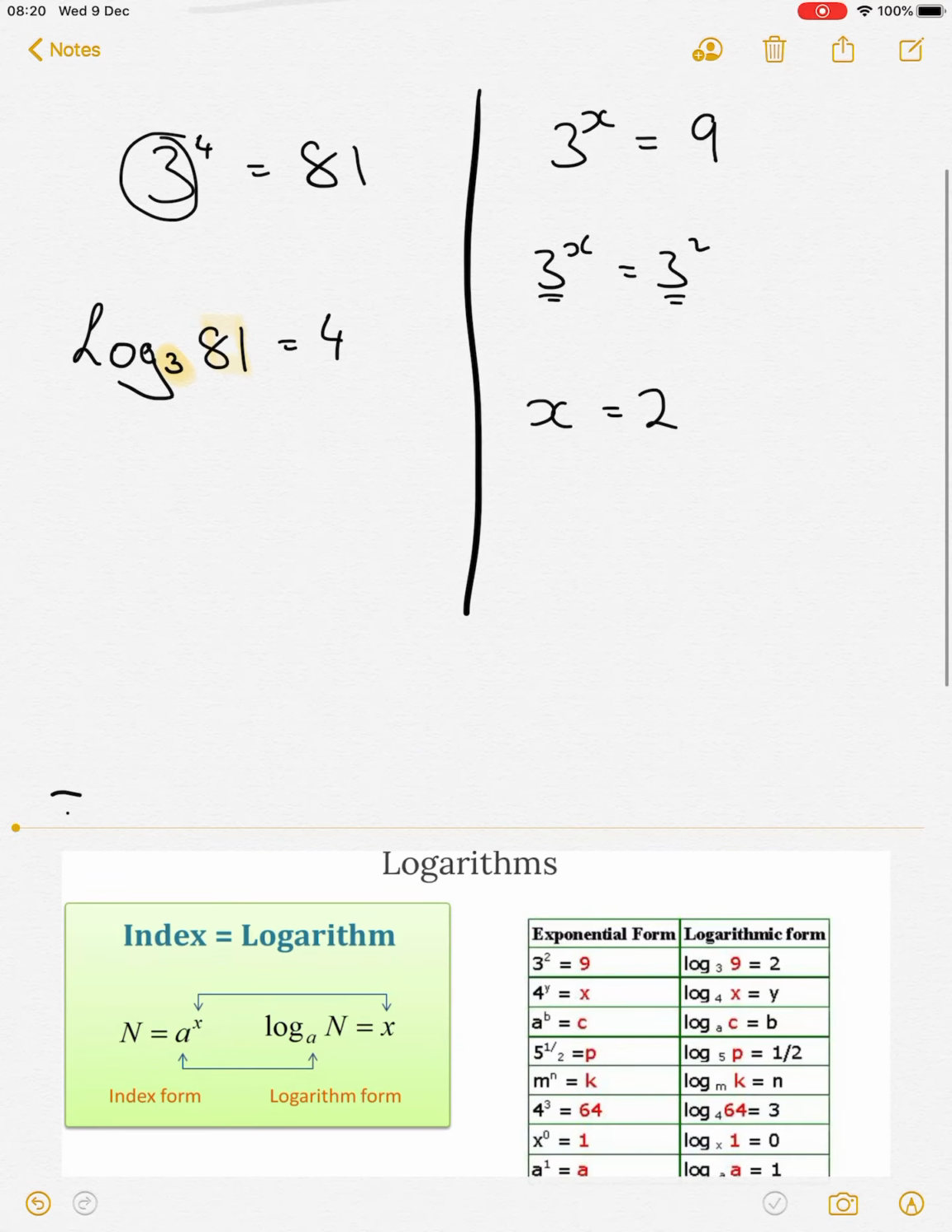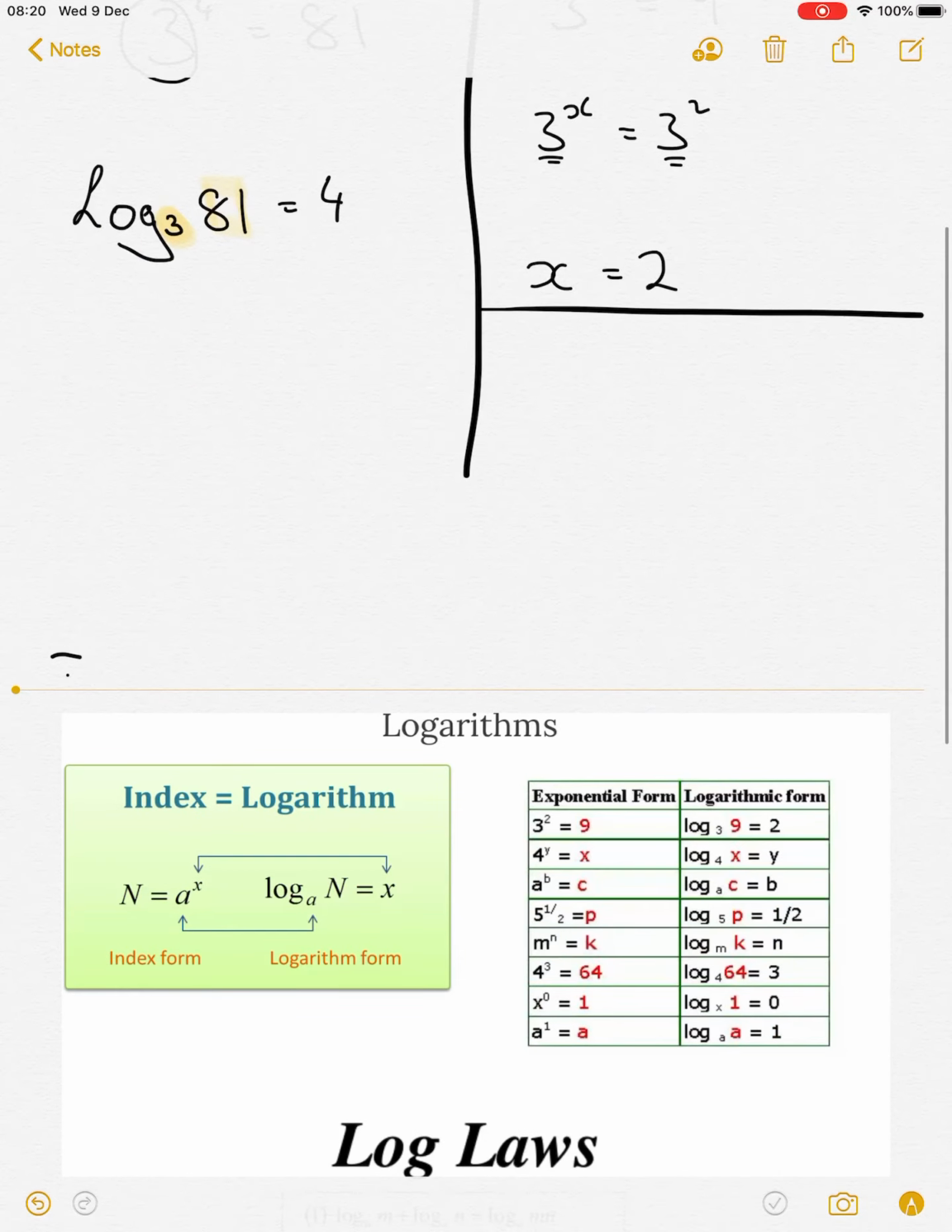But some of those aren't as easy to solve. So if it was 3 to the power of x is equal to 8, there's no power of 3 that will give you 8, or not any natural number power anyway. So we'd like to write that in a way where x is the subject, or x is by itself equal to something. And that's what they'll ask us to do: either solve for x or leave x as the subject. So let's see how we do that here.